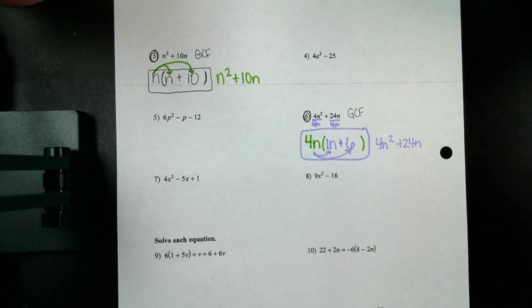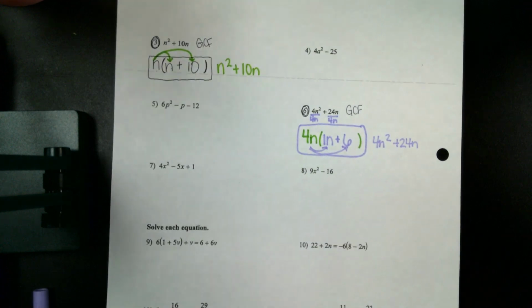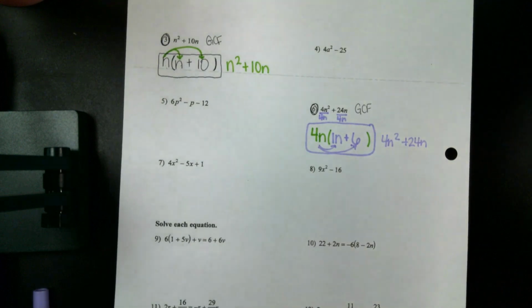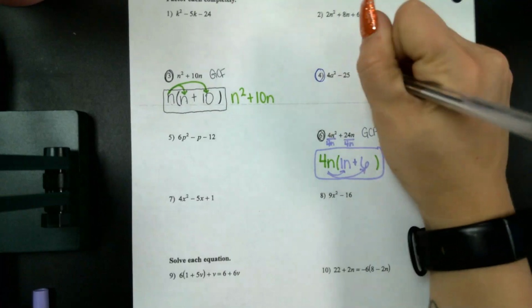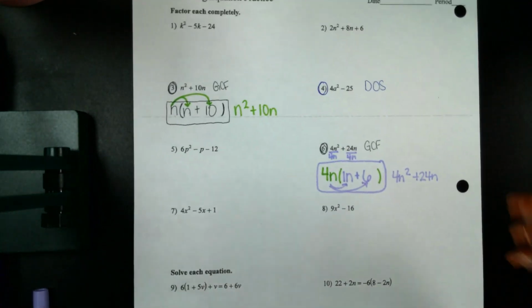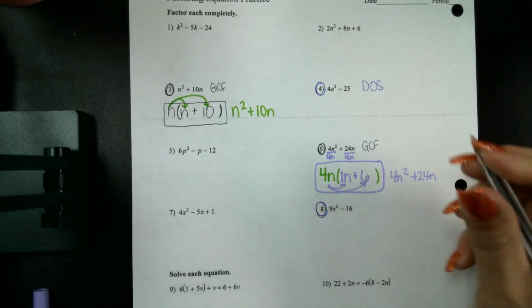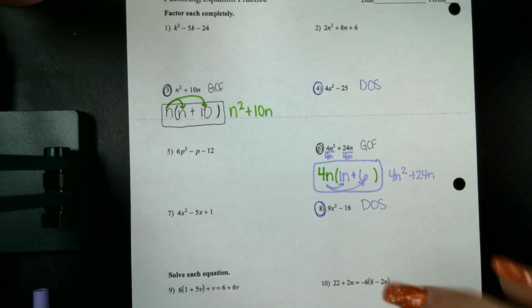Okay, then my favorite is difference of squares because I feel like difference of squares is extremely simple if you know square roots, if you know your perfect squares. So number 4 is, I put DOS. Anytime you guys see me write DOS, that's difference of squares. And so is number 8. So we're going to do 4 and 8.